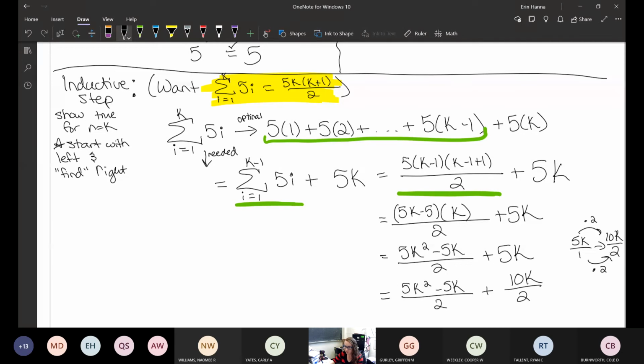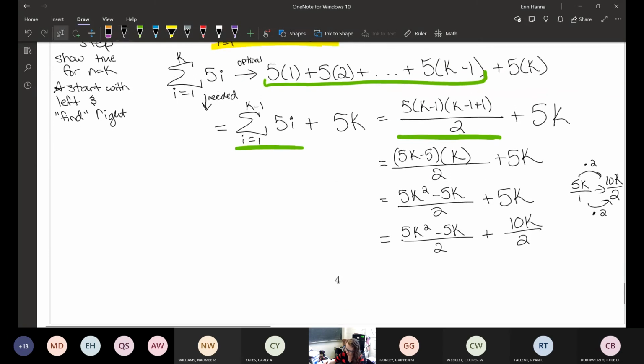Now that they have a common denominator, I can smush them together. Smush, smush, smush. I'm running out of space here. We're almost done though. So 5k squared minus 5k plus 10k over 2.